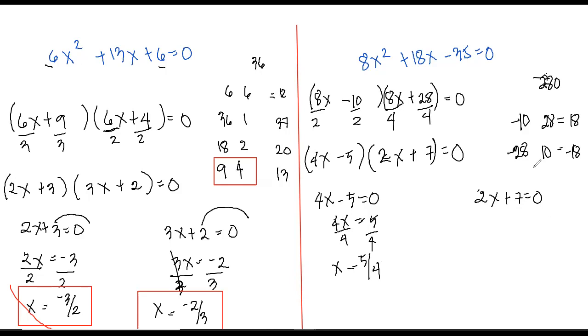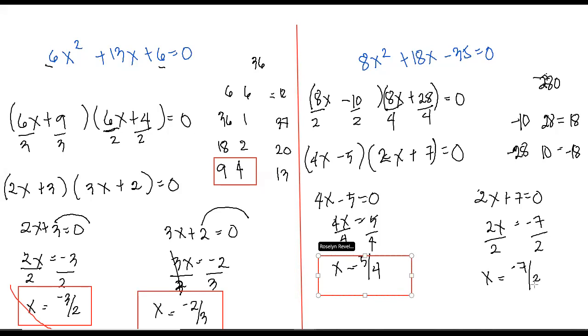Next, let's transpose 7 to the right side of the equation. It will give us 2x is equal to negative 7. Then divide both sides by 2. Then x is equal to negative 7 over 2. So the solution set of this quadratic equation is 5 over 4 and negative 7 over 2. So this is now the solution of the equation 8x squared plus 18x minus 35.